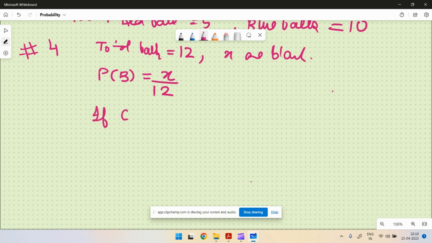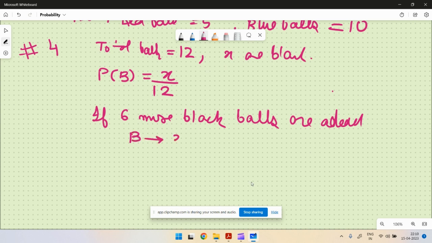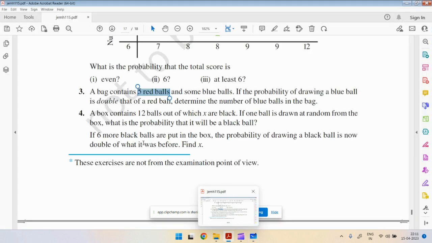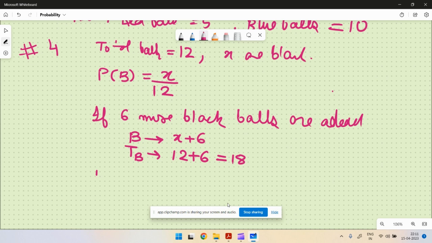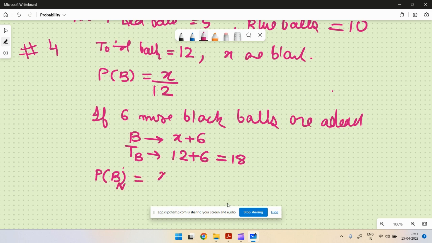if 6 more black balls are added, then the black ball quantity will finally become x plus 6, and the total balls will also increase, so 12 plus 6 is 18. Now it is saying that the probability of drawing a black ball is now double what it was before. So the new probability of drawing a black ball, P(B new), is nothing but (x plus 6) by 18.